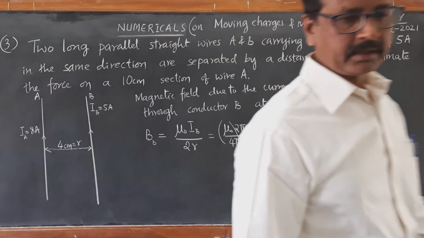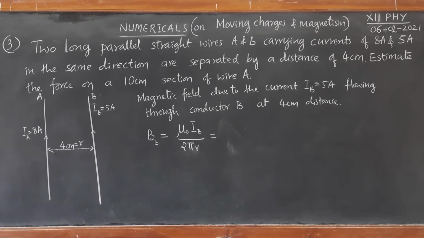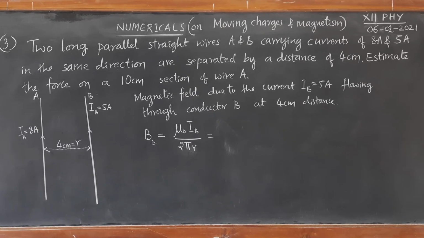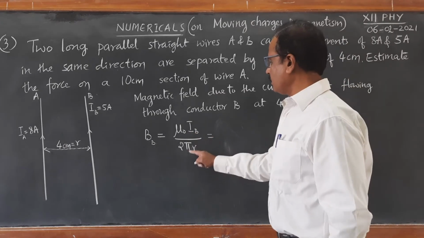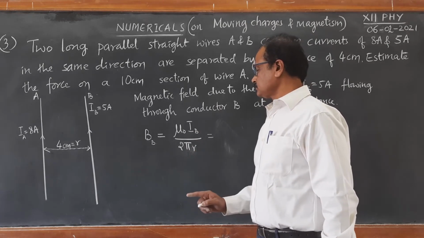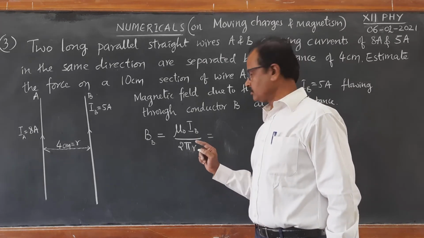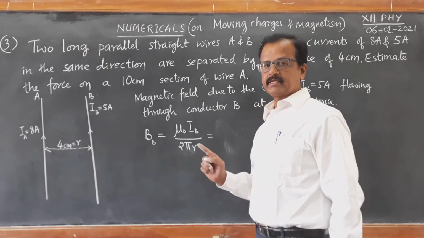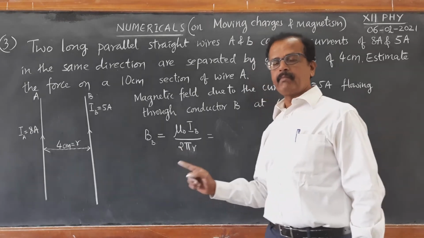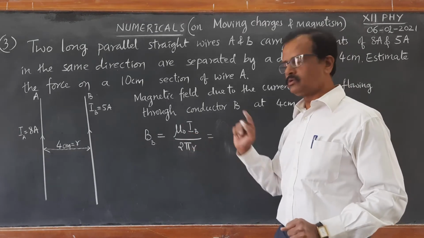Just let me verify. See the equation once again. There is a correction. It is not mu naught I upon 2R. The correct equation is mu naught IB upon 2 pi R. Right? You must have remembered how it is derived using the Ampere circuit law. By applying Ampere circuit law, we can find out magnetic field due to a current carrying straight wire. Mu naught I upon 2 pi R.